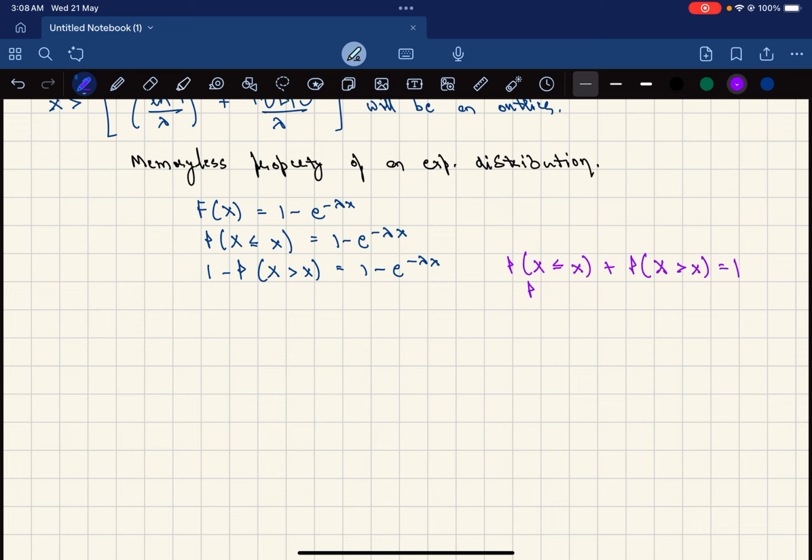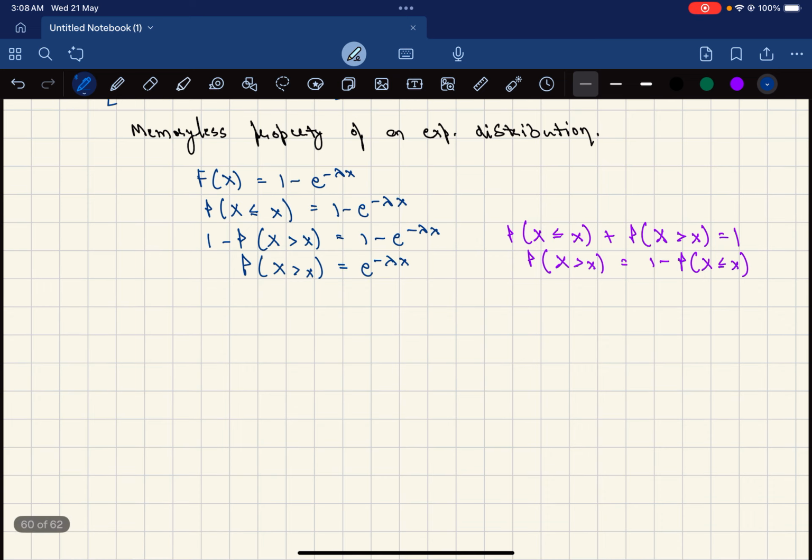Therefore P(X > x) is 1 minus P(X <= x). Now we can cancel out 1 and 1 here, and we would be left with P(X > x) equal to e to the power minus lambda x. So the probability that the waiting time is more than this small x value is given as e to the power minus lambda x for an exponential distribution.